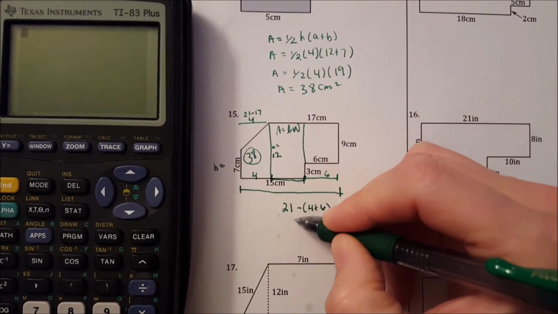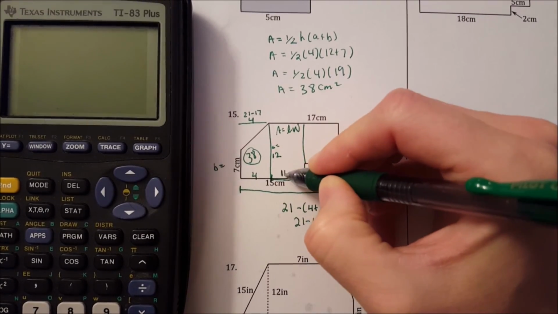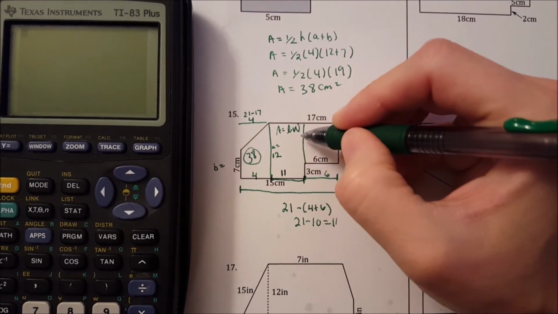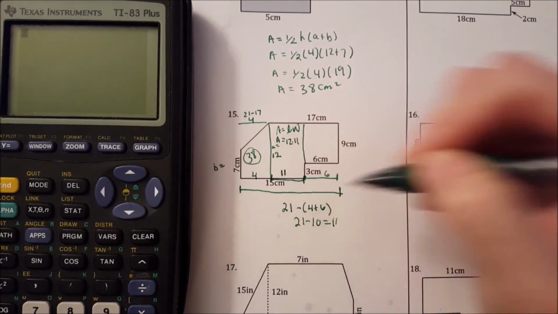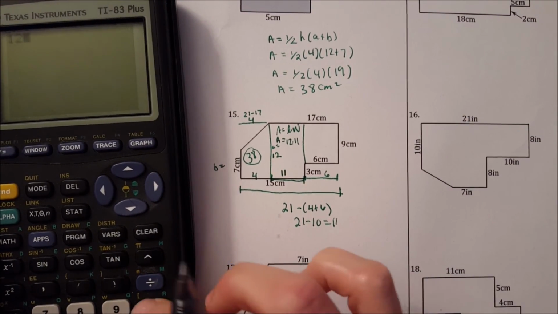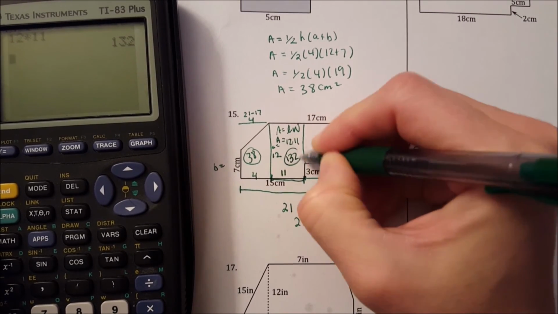So I'm going to get 21 minus 10 is 11. So we've got 11 for this distance here, and I've got length times width. A equals 12 times 11. Put that in your calculator, 12 times 11. You get 132 for this box.